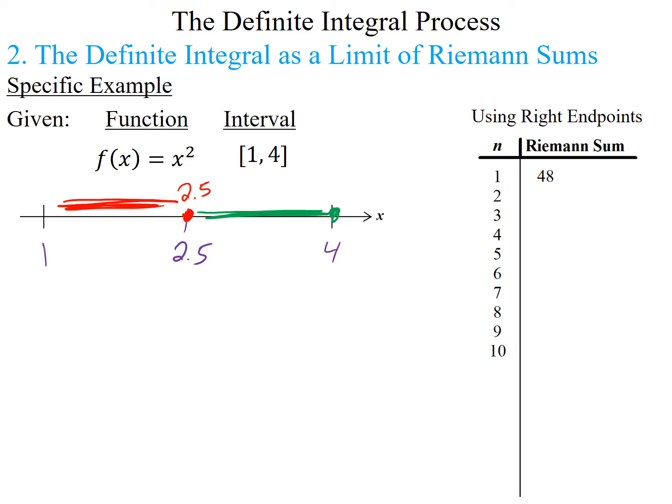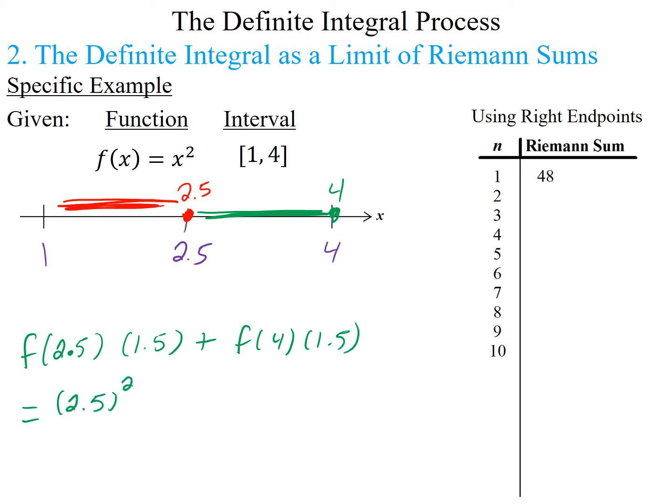The Riemann sum we get is f of 2.5 times the width of the interval. We had done it earlier. It was 1.5 plus, and then we're going to plug in the 4. So f of 4 times 1.5. Remember what that means? 2.5 squared times 1.5 plus 4 squared times 1.5. When you're done with that, you get 33.375. That goes here.